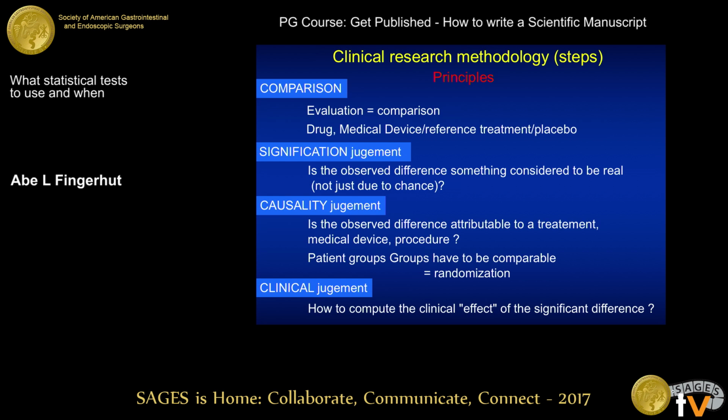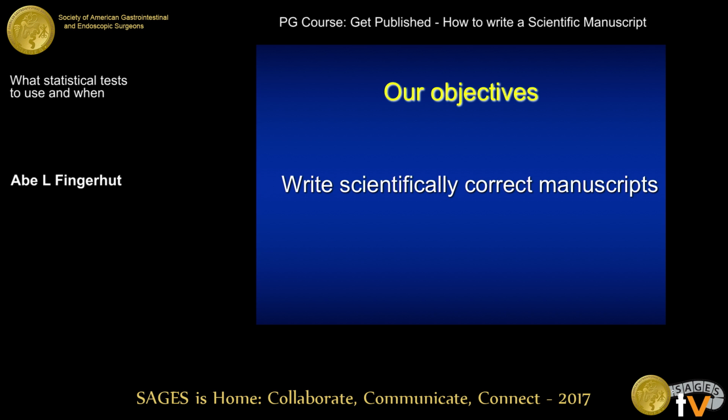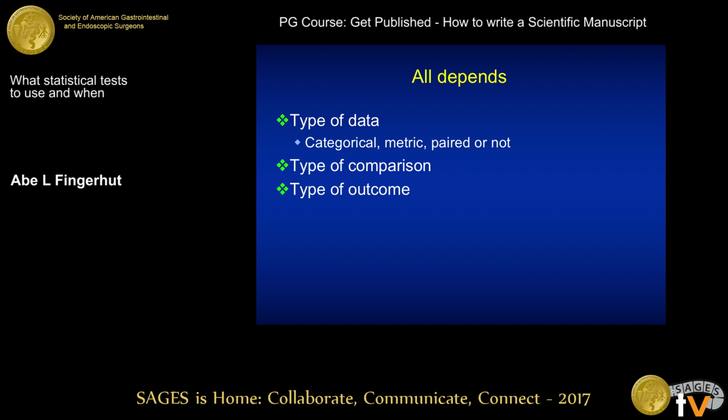Last part of clinical research methodology is the clinical judgment. How can you evaluate the clinical effect of a statistically significant difference? Very easy. Once again, our objective is to write a scientifically correct manuscript, and that's why statistics are used. And statistics are very easy.